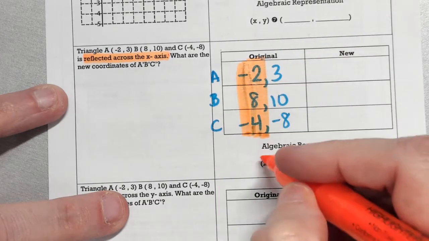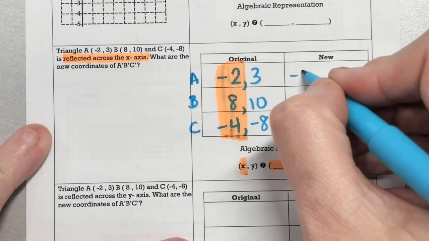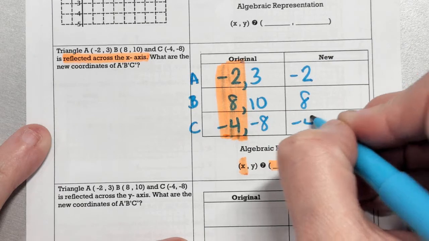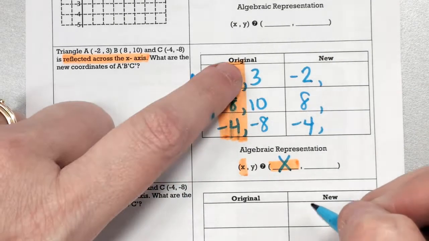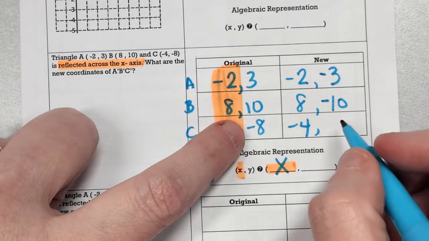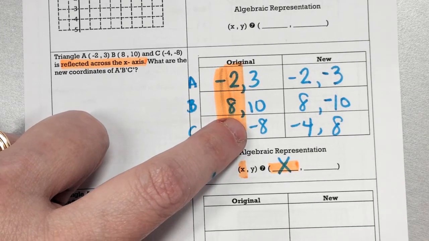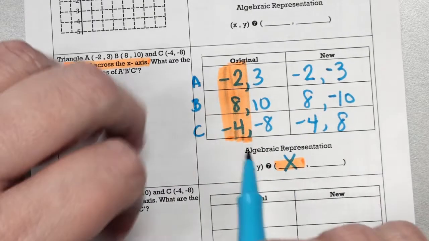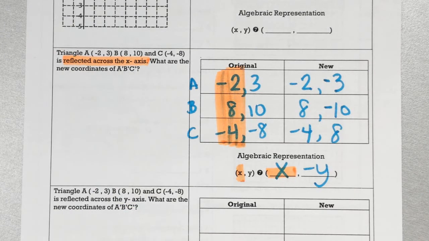x values, x values, x values. Anything that I've highlighted, I'm just going to copy. So negative 2, 8, and negative 4. And then I copy this x. Anything that I didn't highlight, I flip. So this becomes negative 3. This becomes negative 10, and this negative 8 becomes positive 8, because remember, I'm just flipping it. I'm not changing it to negative, I'm changing its sign. This y becomes negative y.